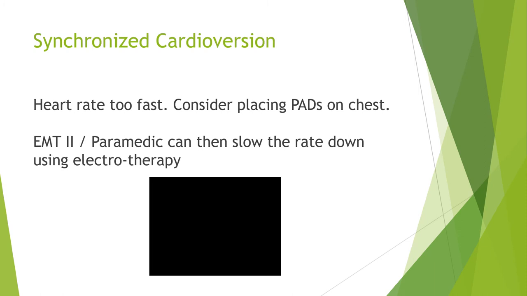Synchronized cardioversion is when the heart rate is too fast. You need to consider placing pads on the chest. This is more often an ALS provider level of care, but at the BLS level, you can recognize when a patient's heart rate is too fast. They're unable to maintain a good blood pressure and they may become shocky. The EMT 2, 3, or paramedic can then slow the heart rate down using this electrotherapy.